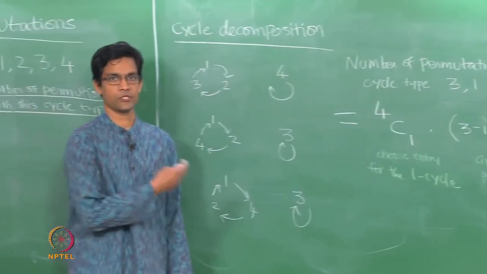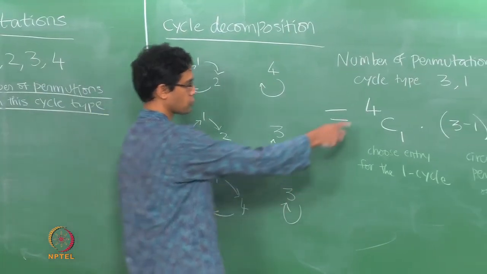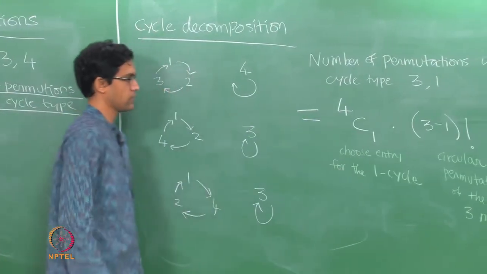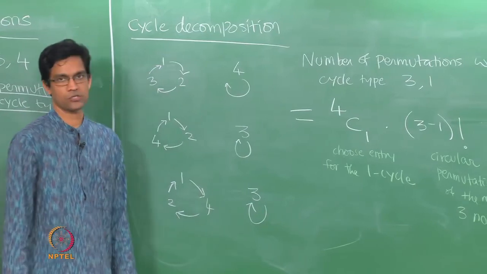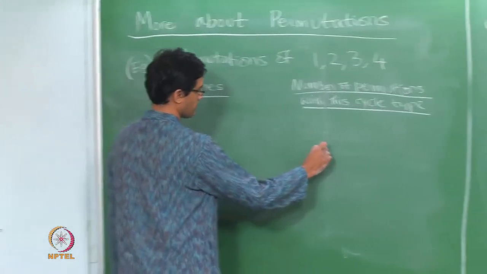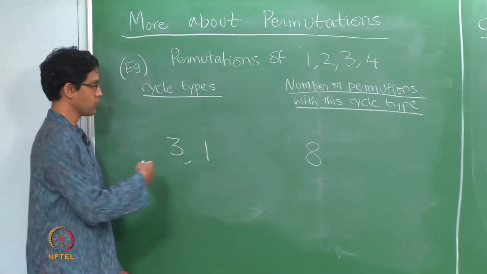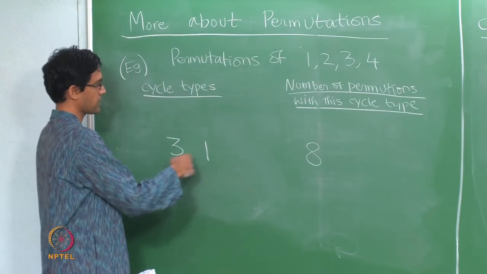Okay. So we have managed to solve this counting problem. The total number of choices would therefore be 4 choose 1 is 4, and 3 minus 1 factorial is 2, so it's 4 into 2, which is 8. Okay. So the number of permutations of cycle type 3 1 is in fact 8. Now of course one wants to do it for every other cycle type as well.